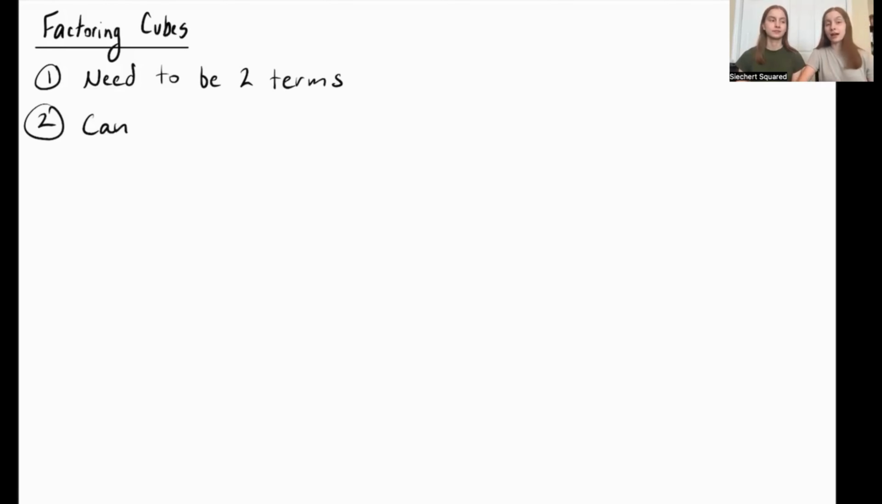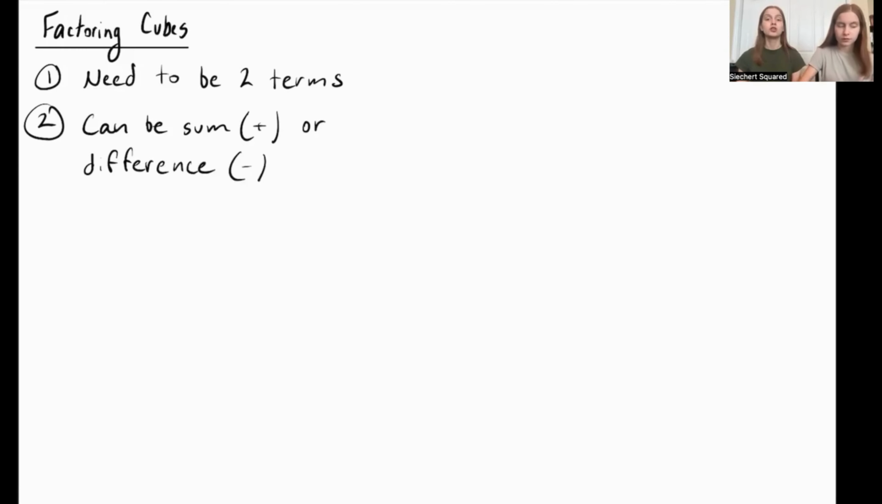The second thing we need is we can either have it adding or subtracting those terms together. Now, the most common term you're going to use is the sum or the difference of cubes. When it's talking about sum, it's addition, and when it's talking about difference, it's talking about subtraction. So unlike difference of squares where it has to be subtraction, when we're looking at cubes, it works if it's plus or if it's minus. So you have a little bit more flexibility.